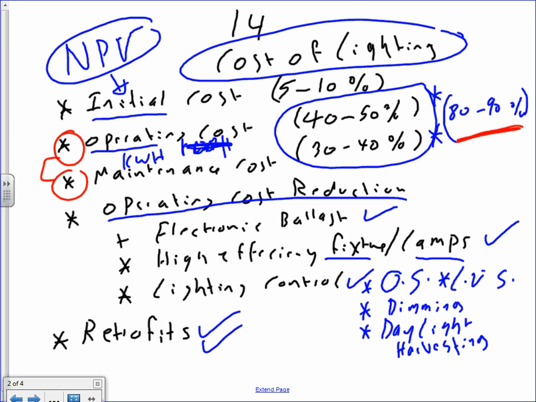Electronic ballasts. Second, high efficiency fixtures and lamps. Guys, the design of the fixture determines whether it throws more light to the location that you want, or absorbs more light or makes the light stray to other locations. So your fixture has to be designed for the application.